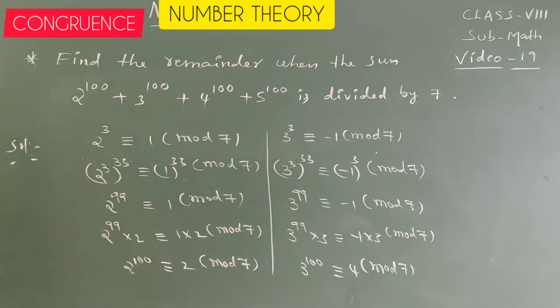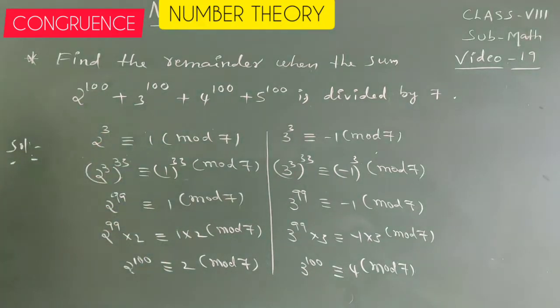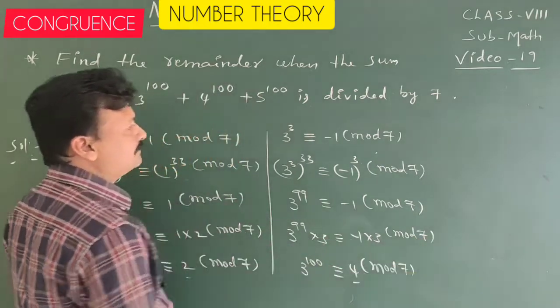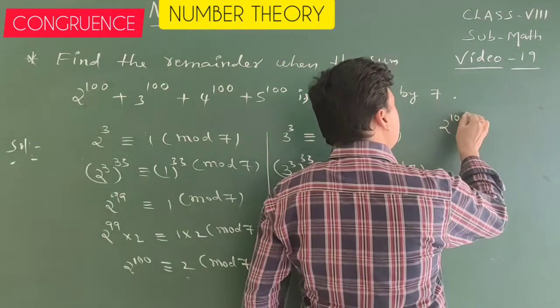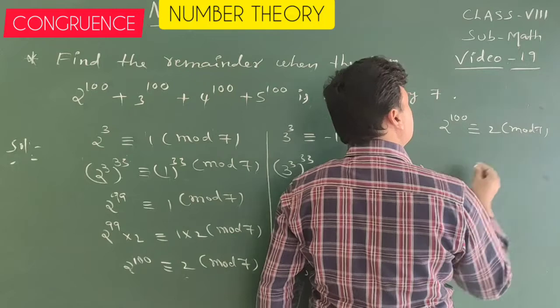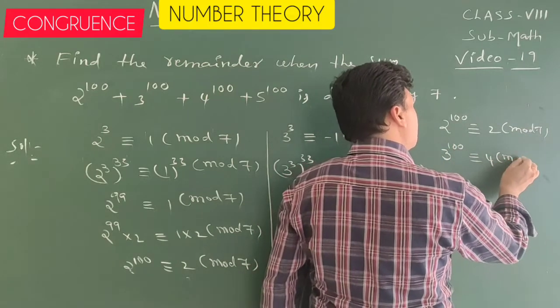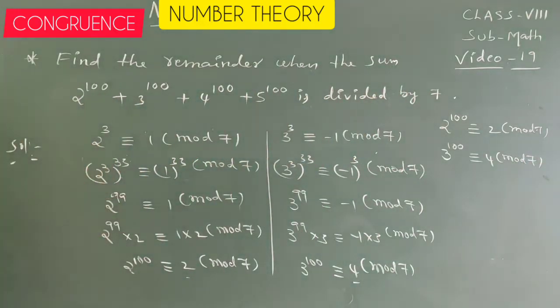Okay, 2 things we completed. First one 2 power 100, next 3 power 100. 2 power 100 means 2 is the remainder, 3 power 100 means 4 is the remainder. So we will write here 2 power 100 congruent to 2 to the mod 7. Here 3 power 100 congruent to 4 to the mod 7. Okay, once observe these two. I will rub and I will continue.